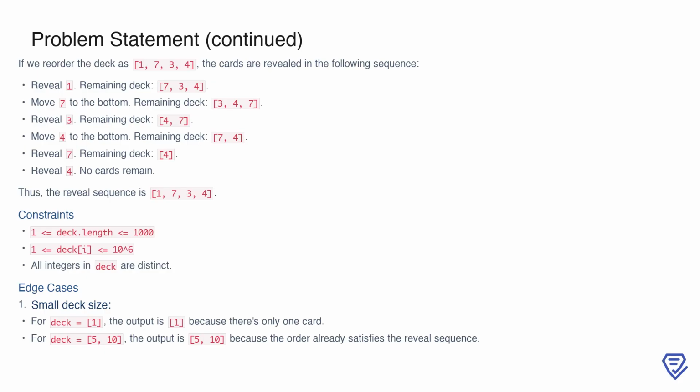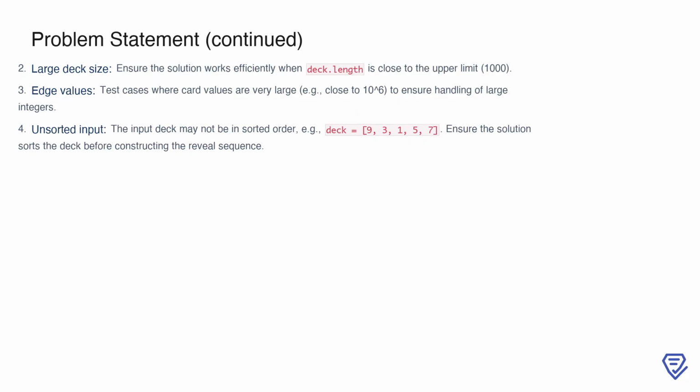Let's also take a look at some constraints and edge cases to keep in mind while solving the problem. When solving this problem, there are a few important considerations. First, for small deck sizes, the solution should handle cases like deck equals [1], where the output is [1], since there's only one card, or deck equals [5, 10], which already satisfies the reveal sequence. For larger inputs, the solution must remain efficient as the deck size approaches 1,000 cards. Additionally, the solution needs to handle edge values where card numbers are very large, up to 10 to the power of 6. Finally, since the input deck is unsorted, the algorithm should sort the deck before constructing the reveal sequence, ensuring the output meets the required increasing order.